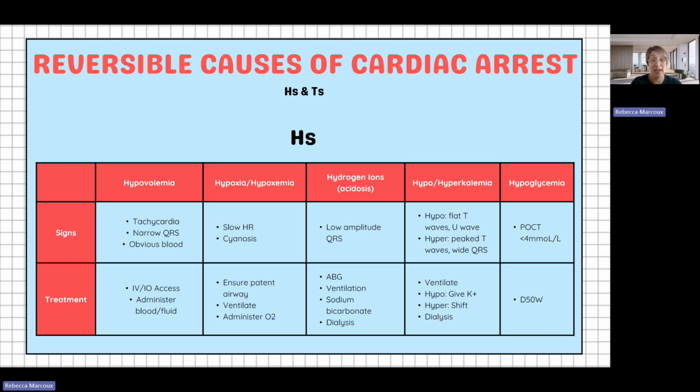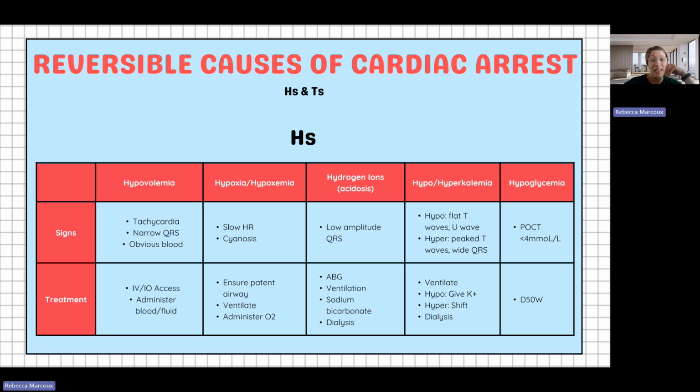If the patient had acidosis, some signs that you might see before arrest, other than on an ABG result, is a low amplitude QRS. So of course, if we can, we want to get an ABG. This can help be reversed with ventilation. We might give sodium bicarbonate, and dialysis if that's something your facility has access to, or the patient is already set up for that.